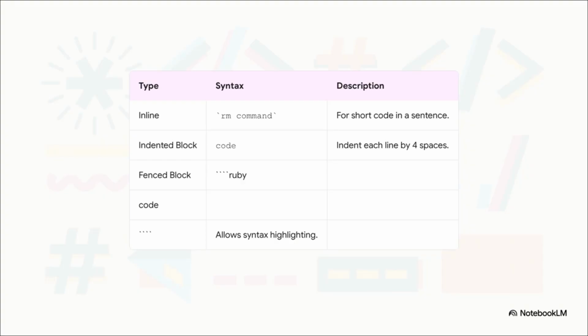Displaying code is one of Markdown's superpowers. For a short command right inside a sentence, just wrap it in single backticks. For a bigger block of code, you have a couple of options. The original way was to indent every single line with 4 spaces. But the modern and much better way is to use fenced code blocks. You just start and end the block with 3 backticks. And the best part? You can tell it what language you're writing right after the first 3 backticks. And most renderers will give you that beautiful syntax highlighting.